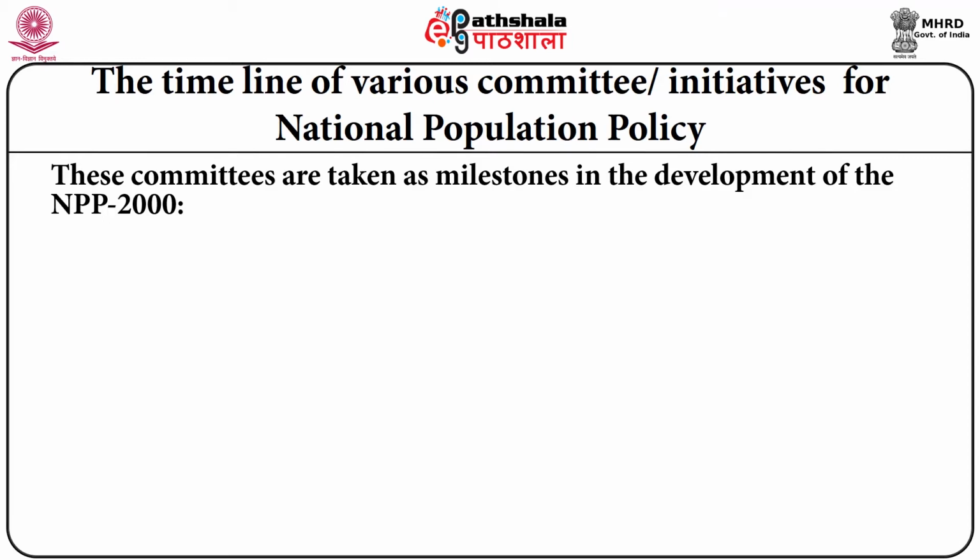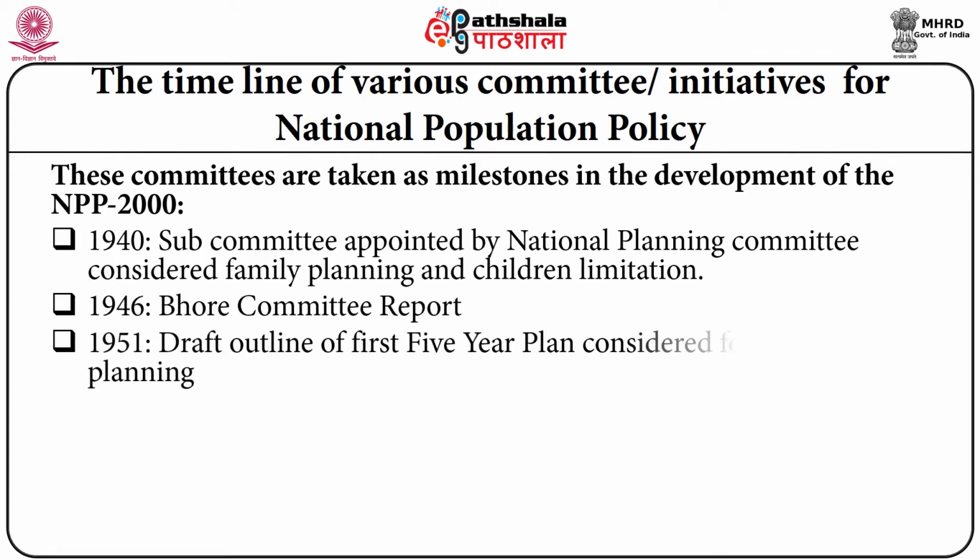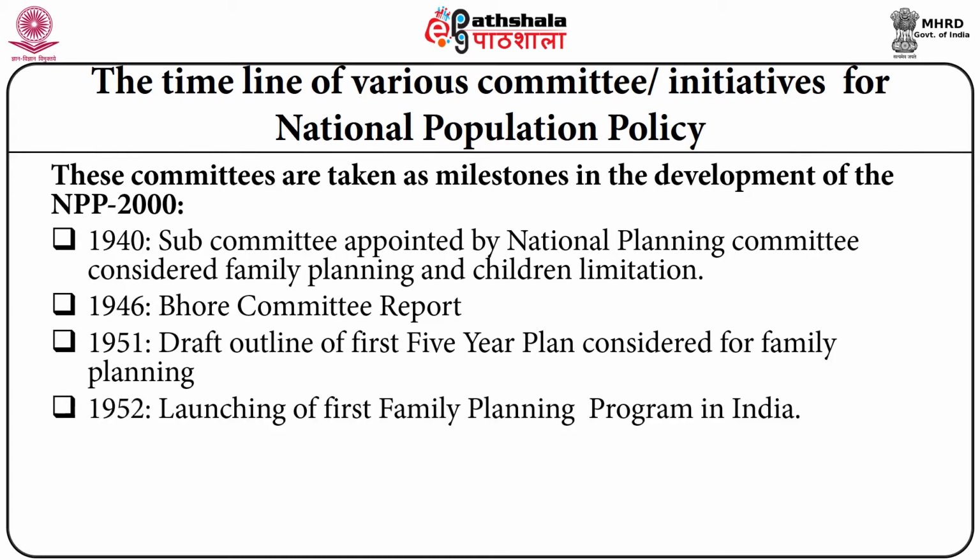In 1940, a subcommittee appointed by the National Planning Committee considered family planning and children limitation. In 1946, the Bhore Committee report talked about this. In 1951, the draft outline of the first 5-year plan considered family planning. And in fact, India was the first country in the world to start a National Family Planning Program. In 1952, the first family planning program was launched in India.